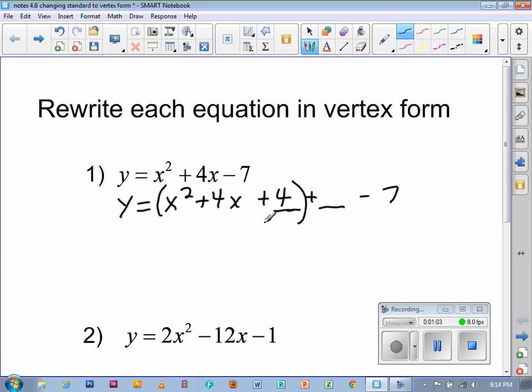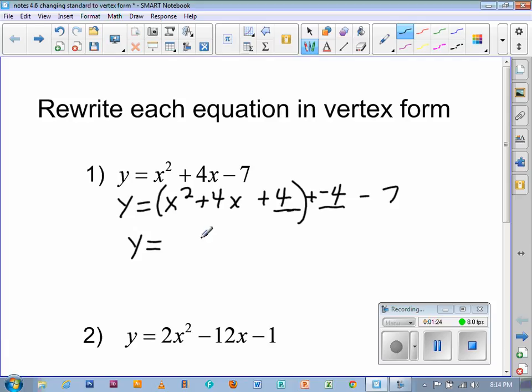Now, when we solve equations, we put the 4 on this side to balance things off. In this case, in order to balance the equation, we're going to make this a -4. Of course, 4 and -4, net gain is 0. But the reason we're doing this is not to change the equation, but to rewrite it in a form that we can identify the vertex.